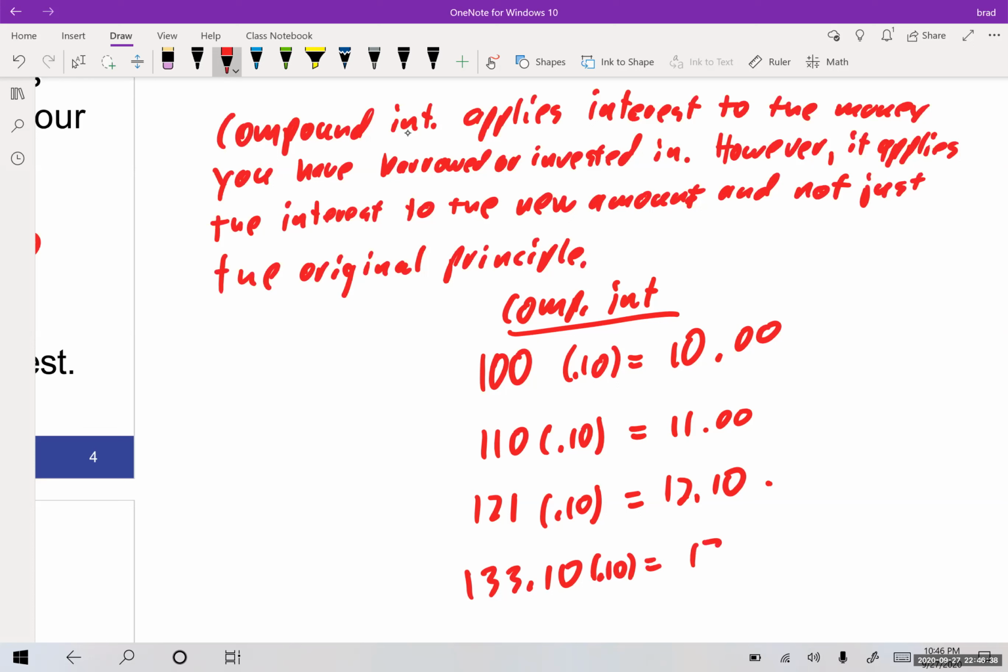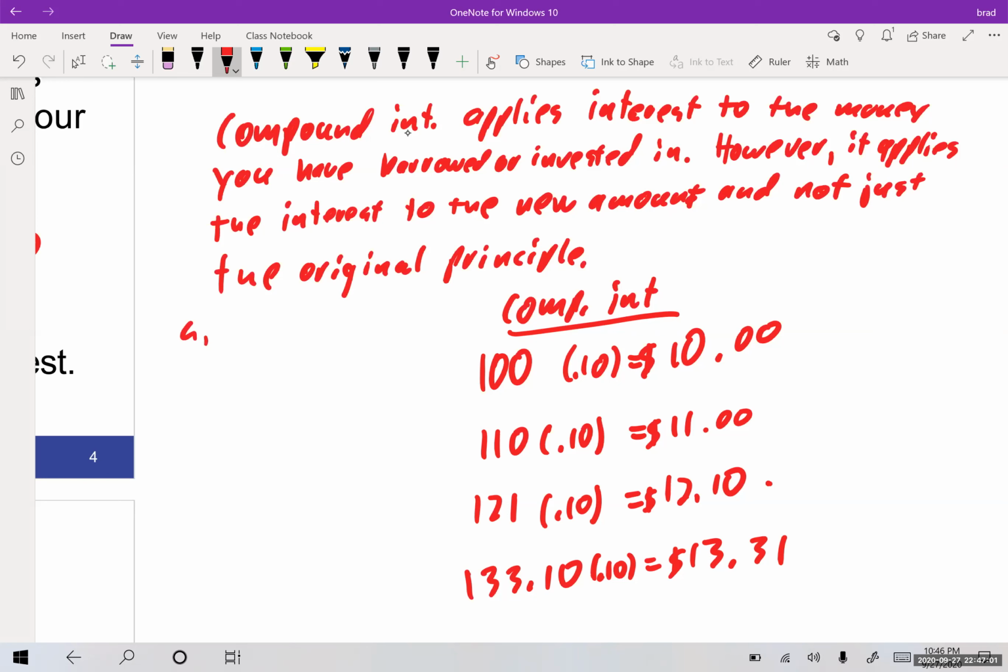So we would get $13.31, right? So each year, instead of just getting $10, we're actually getting a little bit extra each year because we're applying interest on top of the previous amount, right? So we're adding our new interest onto the dollar amount that was the principal, and then we're doing it over and over again. So each time it's increasing by a little.